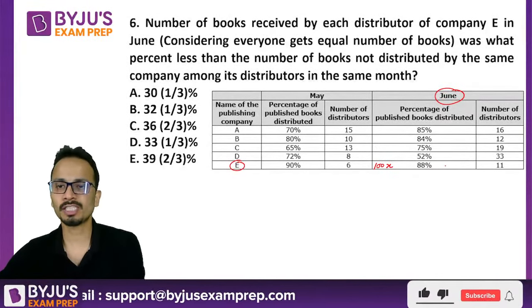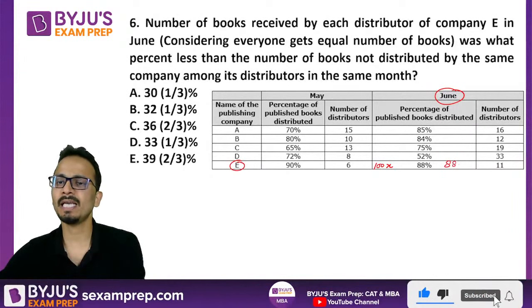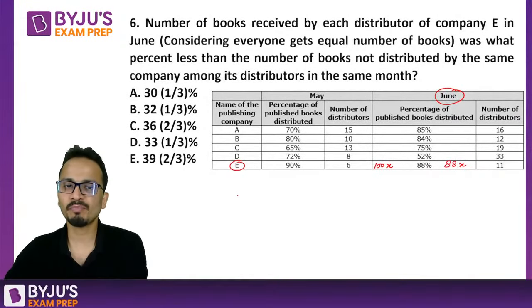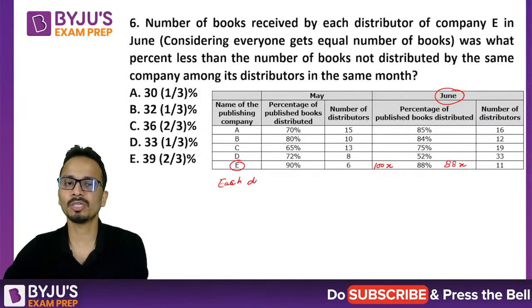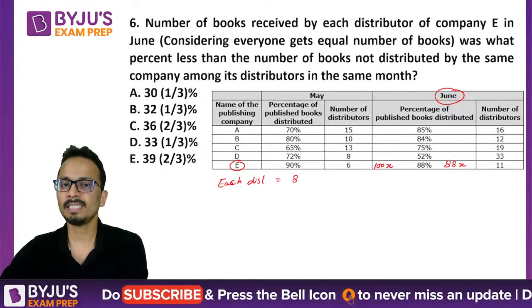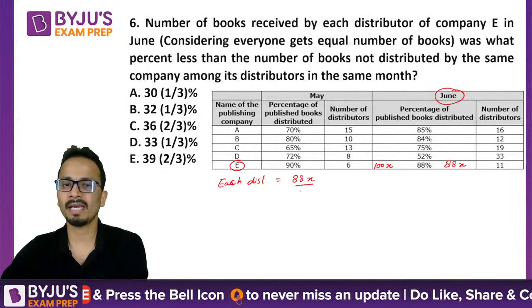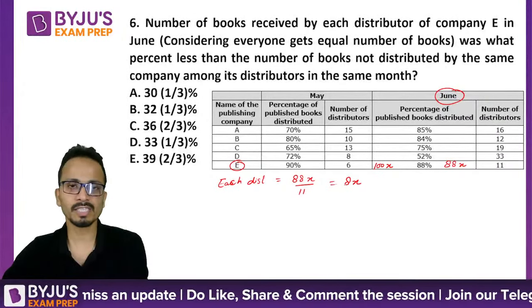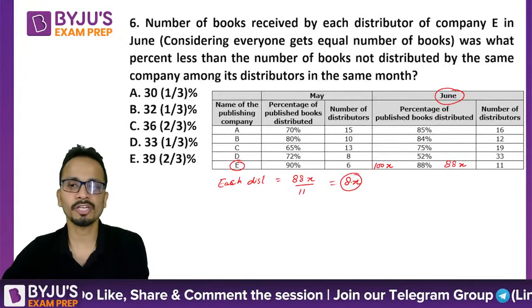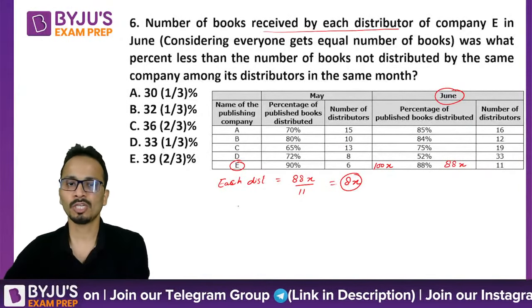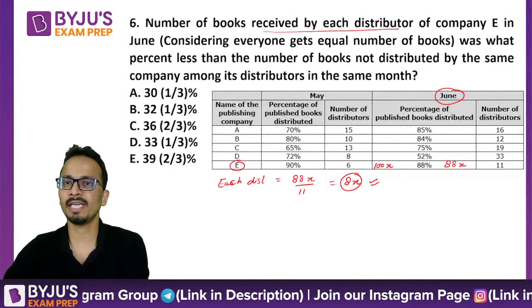So number of books distributed will be 88x. All right. And the number of books received by each distributor will be equal to 88x divided by 11. That is 8x. So the first thing that is into consideration is 8x, the number of books received by each distributor.